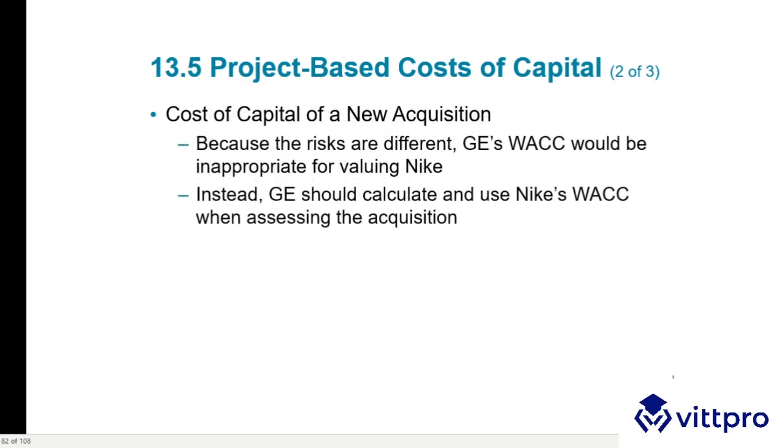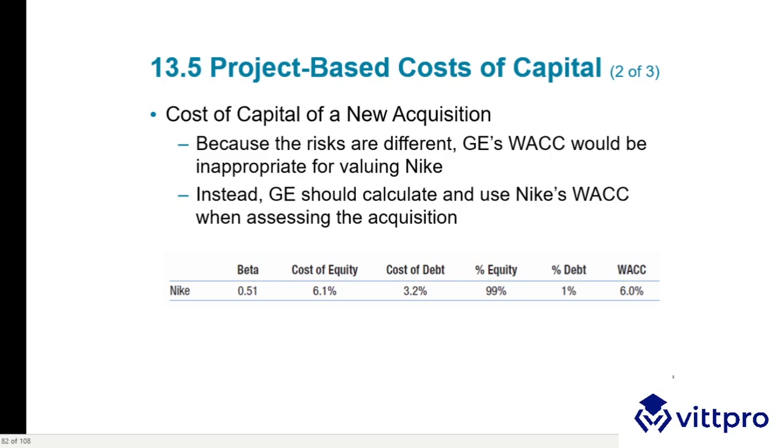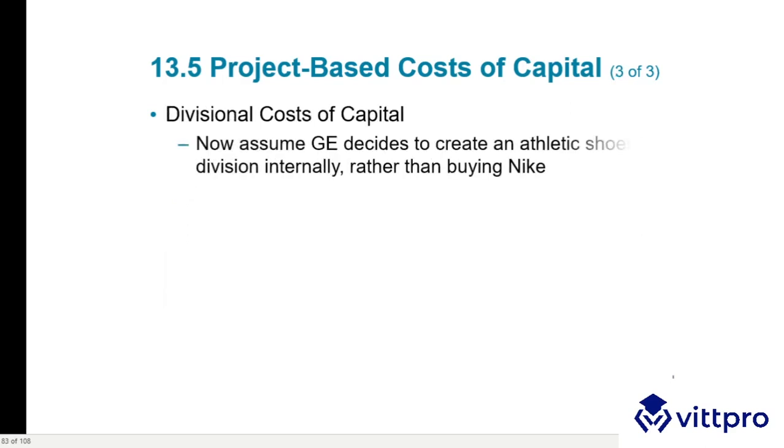So whenever companies are entering a new business, they have to recalculate their cost of capital using the new project's risk. So let's say you saw Nike is using a beta of 0.51, cost of equity is 6%, cost of debt is 3.2%. So the weighted average cost of capital of Nike is 6% only. So they will not use their own weighted average cost of capital, which is 6.8%. They will use Nike's weighted average cost of capital, which is 6%.